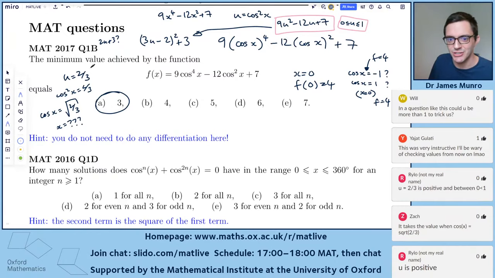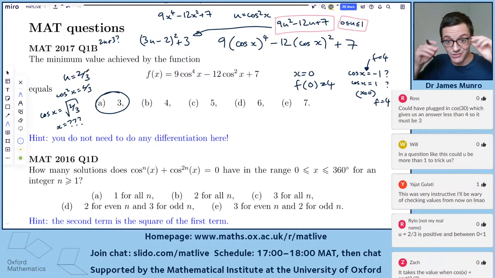Okay. If you plug in cos 30, Ross has got a hot take here. You could have plugged in cos 30, which gives a smaller number than 4. And because it's multiple choice, once you know the minimum is less than 4, it must be 3. Oh, hot take, I like it.